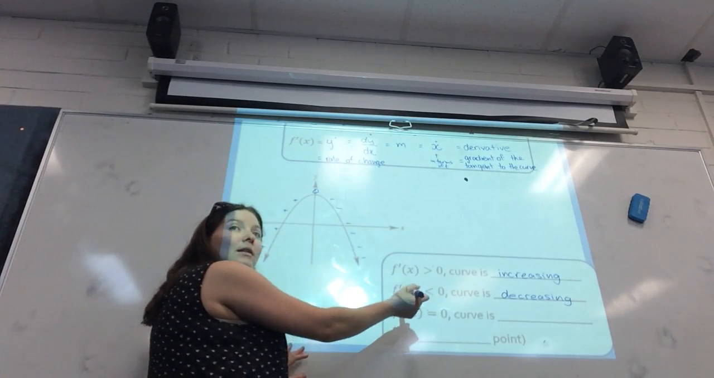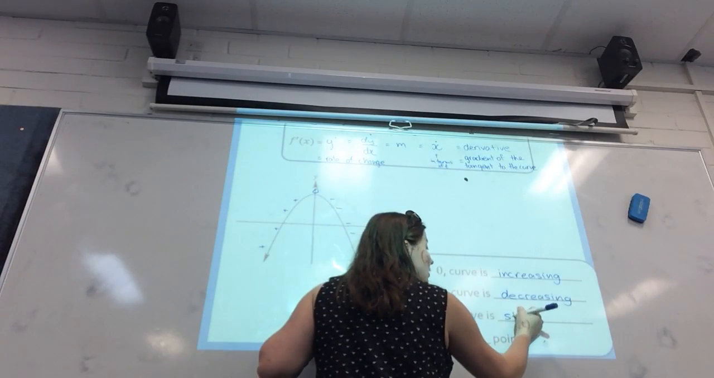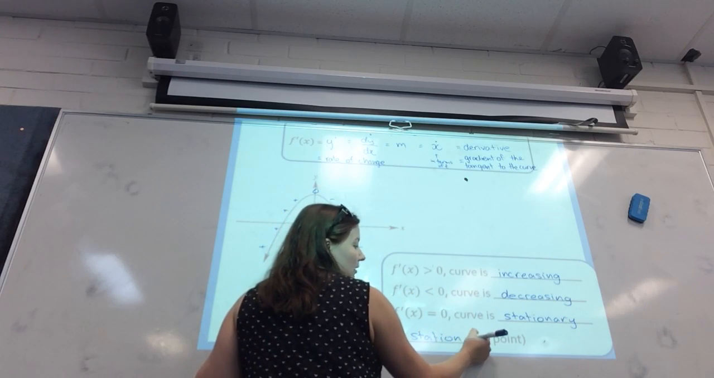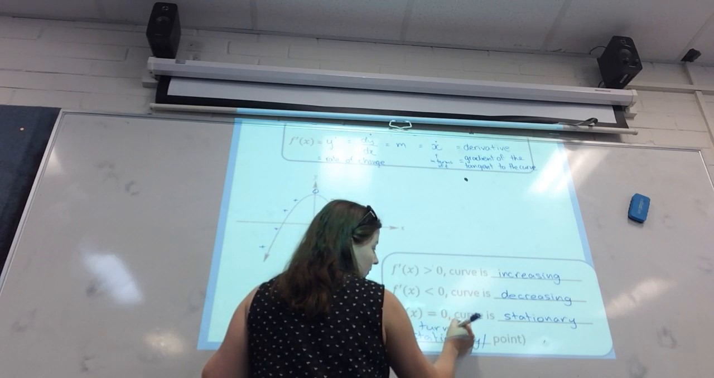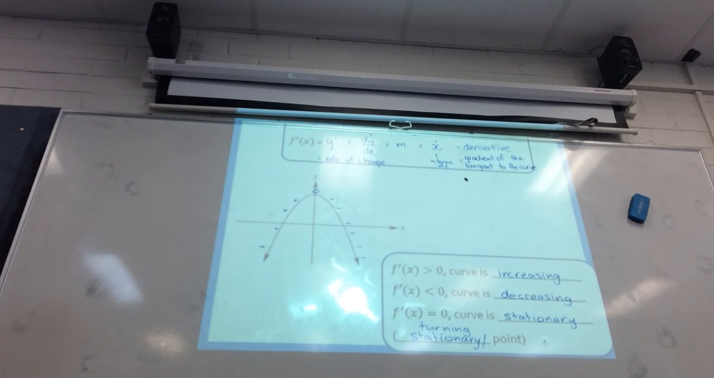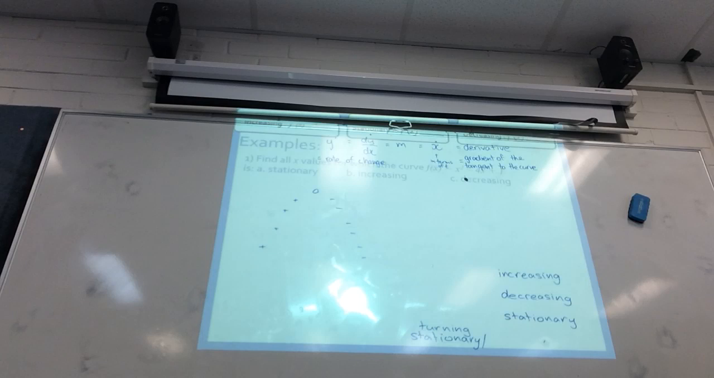Okay, so when f dash of x is equal to 0, it's the turning point, so we say that it's stationary. And we call it a stationary point or a turning point. Okay, maybe a vertex. Okay, so that's really the key that we're looking at this lesson. That stationary, increasing, and decreasing, what that means for a derivative and a gradient. Okay, so have a look at this next question and see how you go.